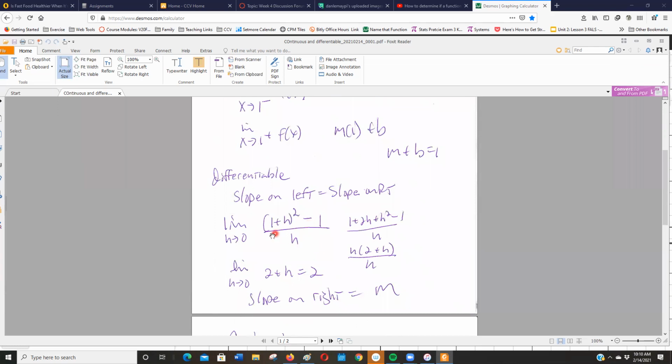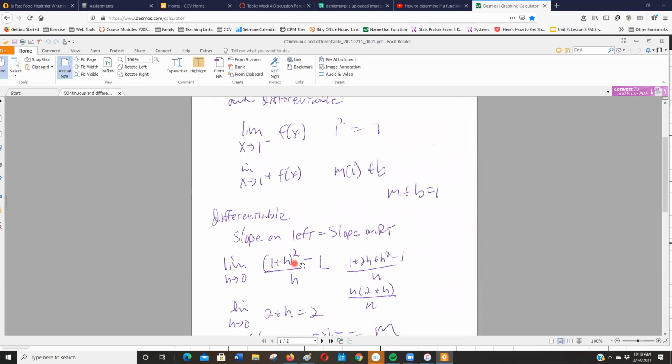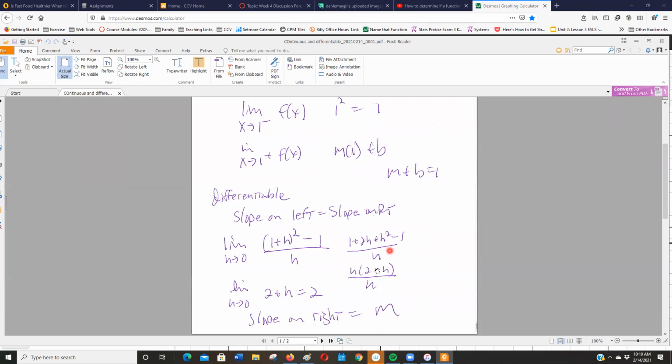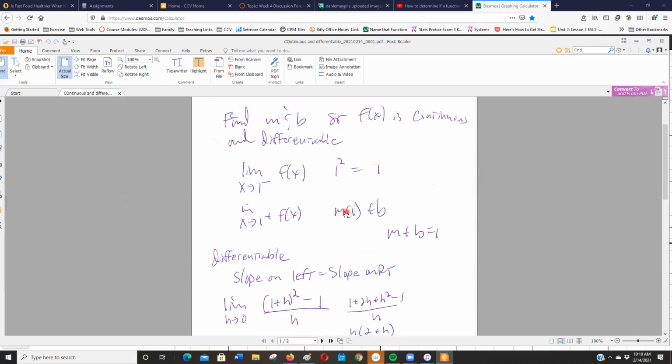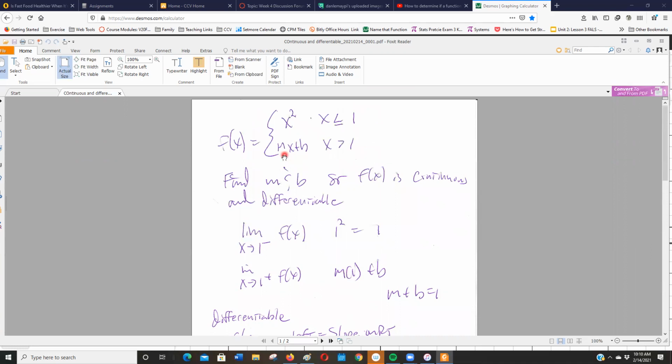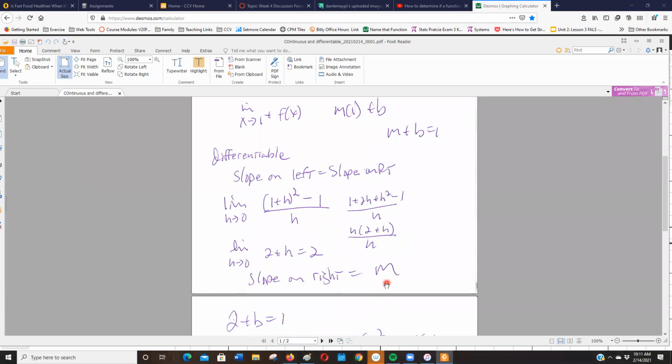So here's my f of 1 on the left, because remember on the left I'm using the x squared function. So (1 plus h) squared minus f of 1, which is 1, over h. And I expanded the 1 plus h, canceled out all my like terms, factored out an h, canceled out the h, which brings me down to this limit expression. What's the limit of this derivative expression when h equals 0? I get 2. And on the other piece, this is just a line, a linear function, and I know the slope is m. So that's why I didn't bother doing the limit expressions. I know what the slope is.